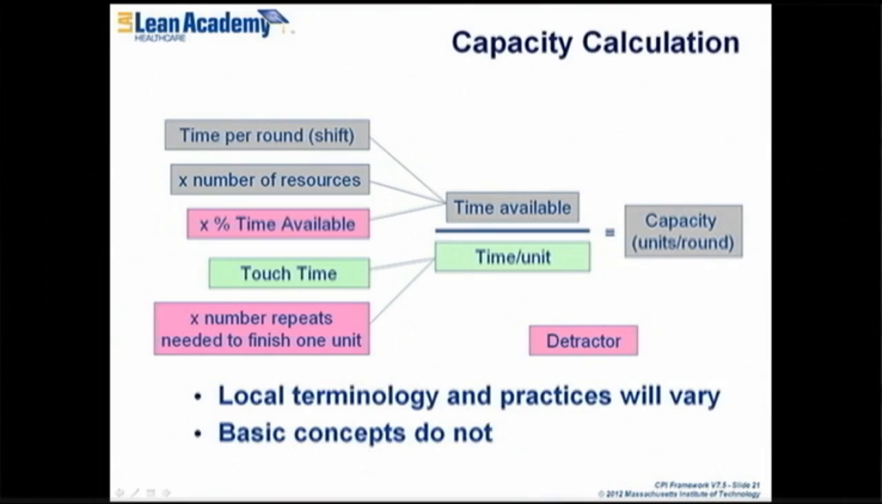The actual touch time where you're doing something that is useful for the patient, and then the number of repeats, the failed test, or, I had a positive test, I need to go back to the MD, as in our simulation here. So you put that in the equation, and then you get your real capacity. The green ones are the good stuff, and the red ones are the detractors. So this is basic concepts. If you go back to your organizations, they might be confused by the words that you're using, but if you talk about this as a concept, then you should all be on the same page.